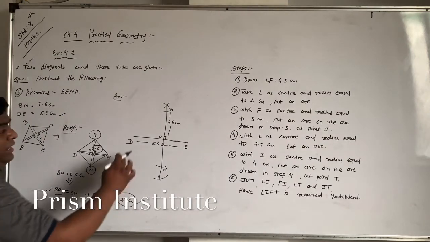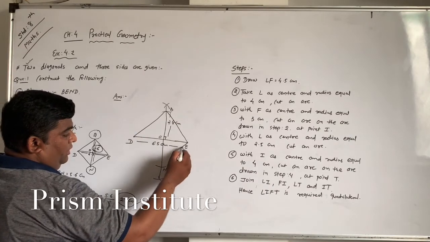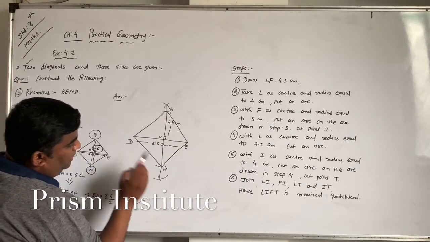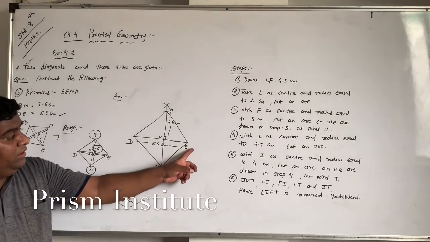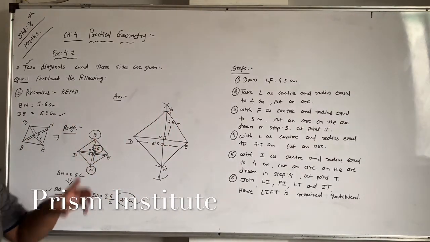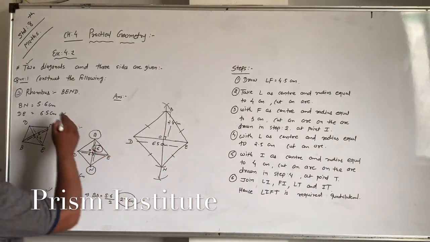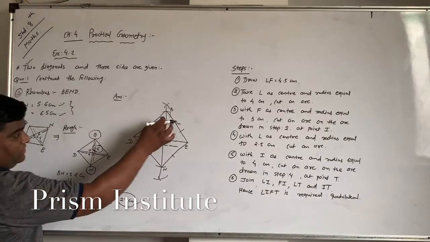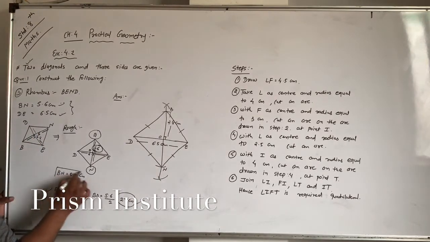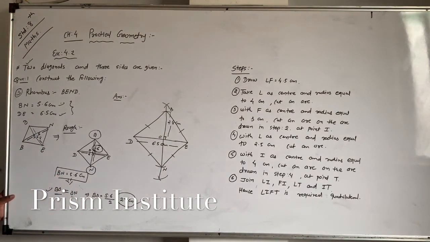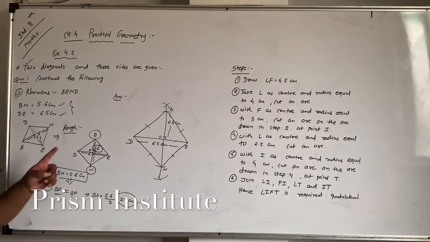Now connect DB and BE, EN and DN. So now DN, NE, EB and BD are all sides equal and the diagonal is in the given measurement, because it is 2.8 and it is 2.8. So BN is in total 5.6 centimeter. So BEND is the required rhombus for the given measurement.